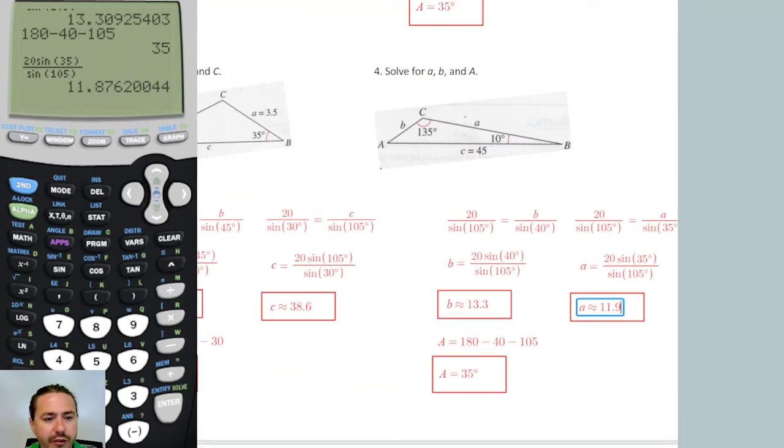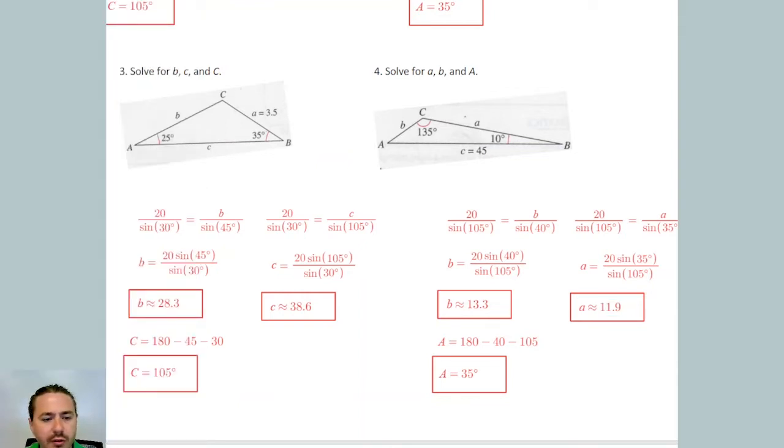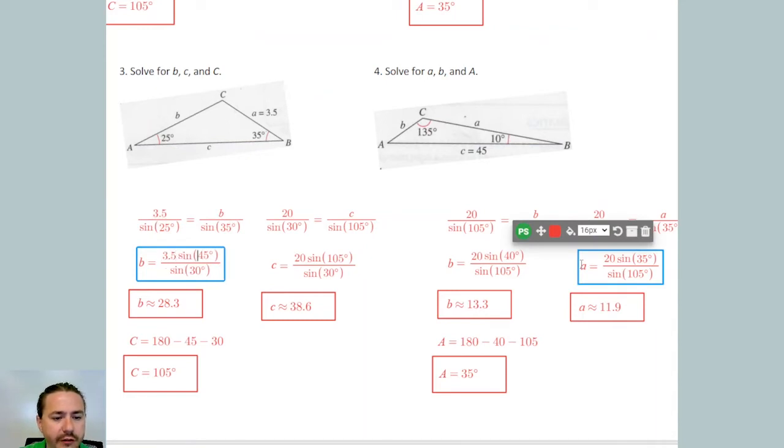All right, so let's see. On number 3, we're looking for sides B, C, and angle C. So it looks like we have our pair here, which is angle A and side A. So we'll use that as our first ratio. And it looks like we're going to want to find side B first. Okay, so my first ratio is going to be 3.5 is to the sine of 25 equals B over the sine of 35. So I'm going to cross multiply, which will be 3.5 times the sine of 35 divided by the sine of 25. This is going to be something we put in the calculator here.